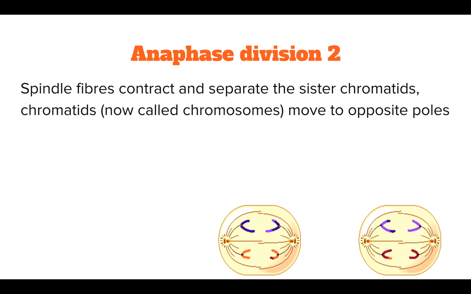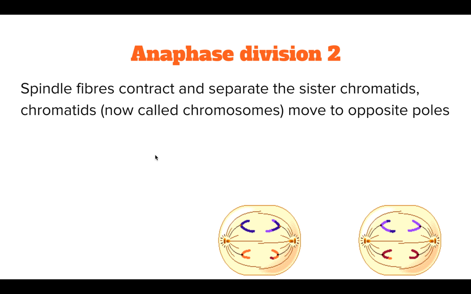Now we're going to talk about anaphase division 2. So spindle fibers here contract and separate the sister chromatids, now called chromosomes because they're part of their own cells. They used to be chromatids, but now that they're part of their own cells, they're considered chromosomes themselves. And they move to opposite sides of the pole, as you can see in the diagram below. And this is just like the first stage. You just have to remember that there's two cells now, pretty much.